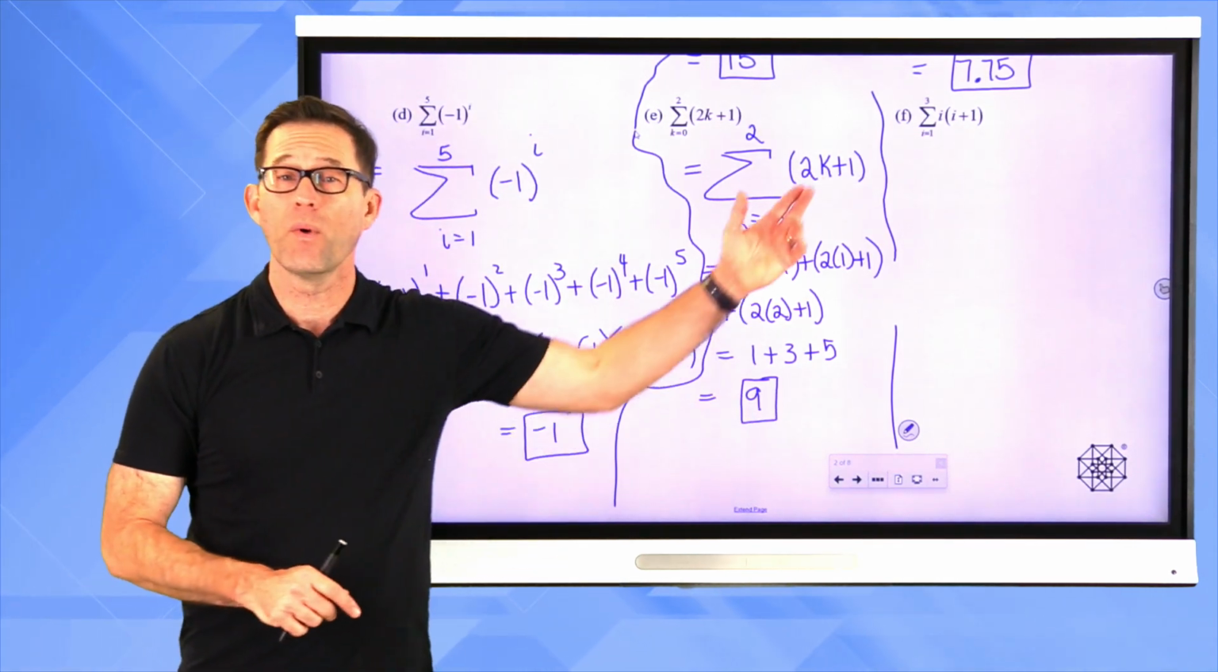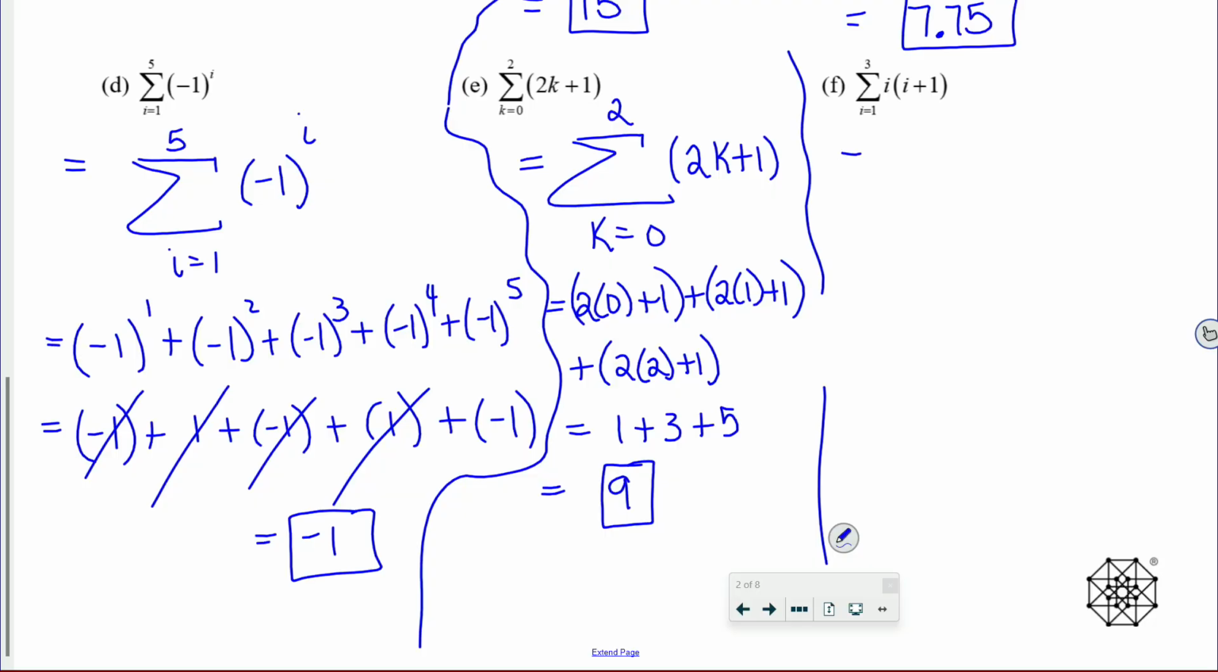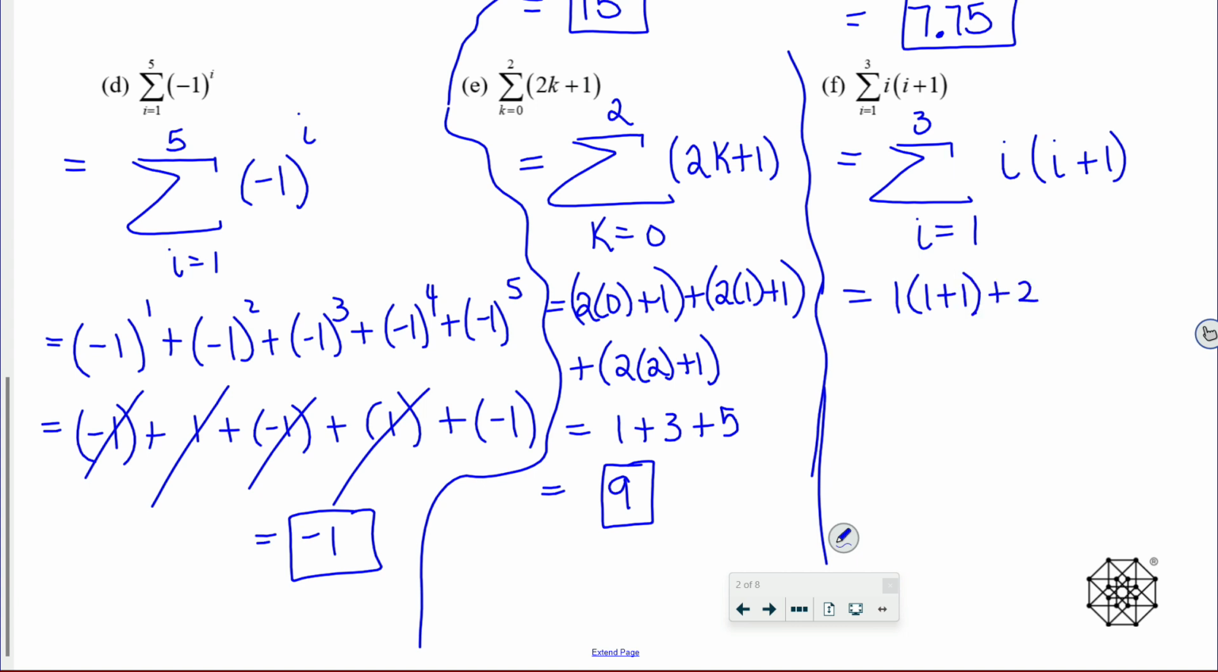And let's do our final one, letter F, also a little bit more of a complicated expression. In this case, we have the summation starting at i equals 1 and going to i equals 3 of i times (i plus 1). All right, that means that we're going to have 1 times (1 plus 1), plus 2 times (2 plus 1), plus 3 times (3 plus 1).